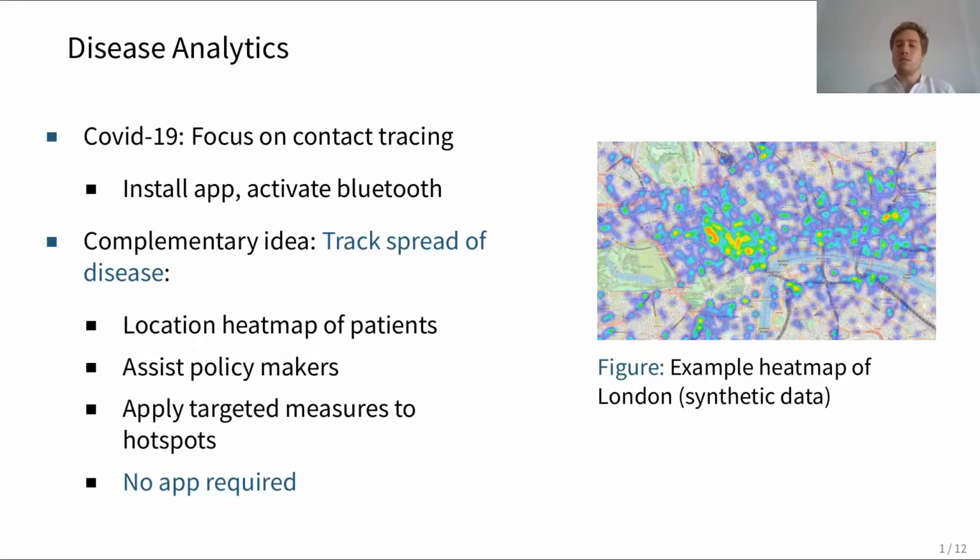So what we wanted to do is, we wanted to create a heat map which aggregates the location data of infected individuals. And this heat map is intended to keep track of the spread of the disease and help policymakers in making some measures which help containing the disease. For example, they can take some targeted measures for closing off public places which are located inside of some hotspots. And crucially, our approach does not rely on the population installing some apps. They just need to run around with their mobile phones.